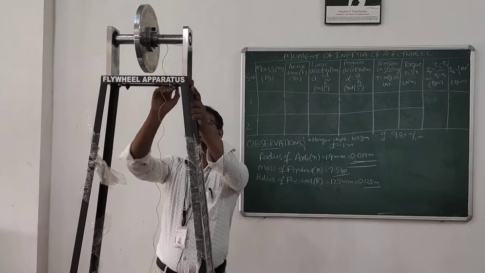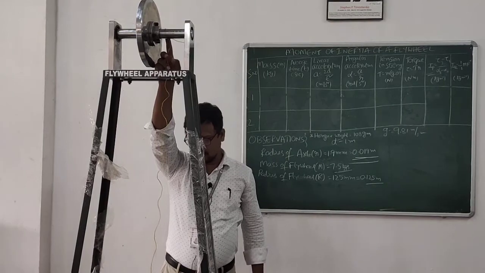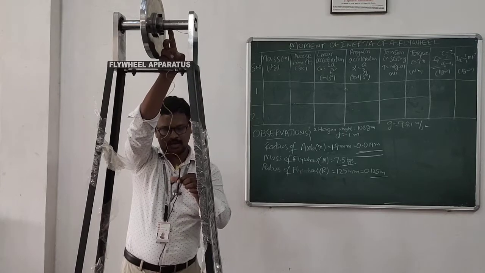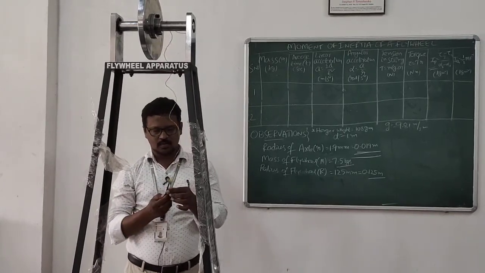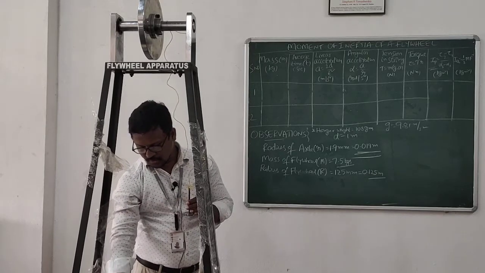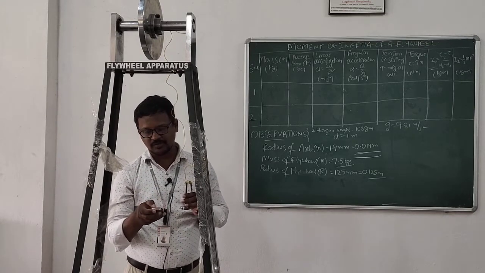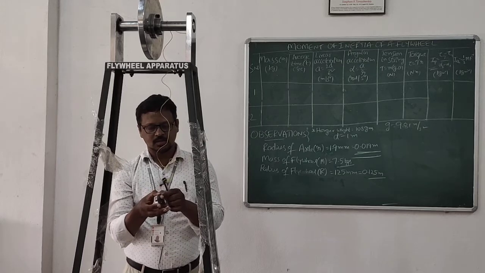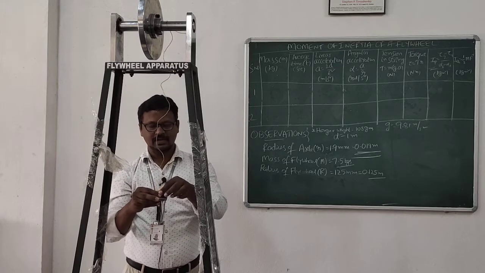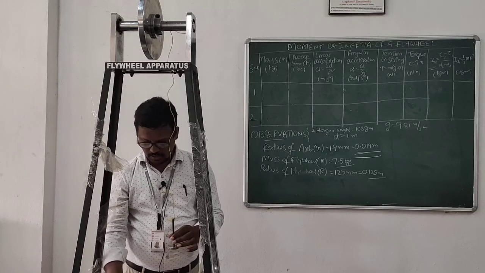And here we can see a cord is attached to the axle at one end, and at the other end a weight hanger is attached to the cord. Some provision is there to keep the slotted weights. These are called slotted weights because each has a slot to insert into the weight hanger. So this is about the apparatus.